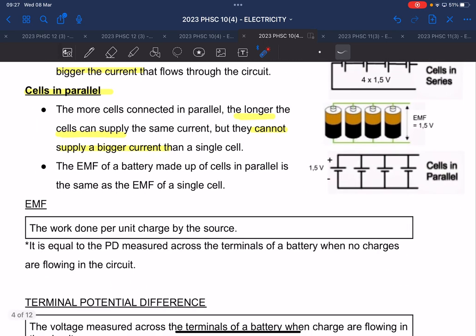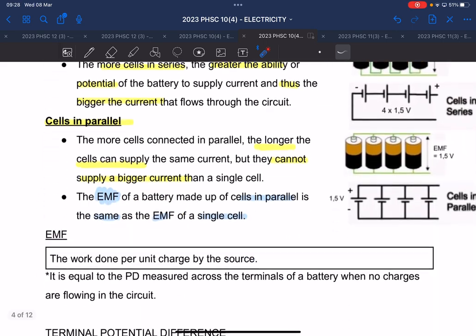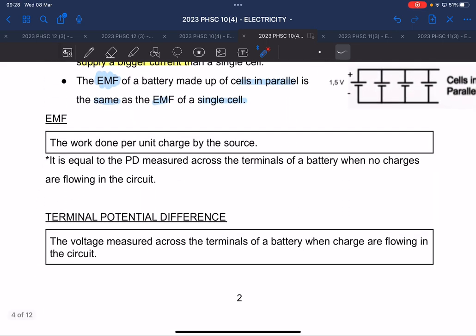Right. Then the EMF, and I'm going to get to what the EMF is just now. The EMF of a battery made up of cells in parallel is the same as the EMF of a single cell. And we saw that in our practical. Even if we have 2 cells, it's just as if you have 1 cell. Because we said it's like you either get your sandwiches from your one parent or the other parent.